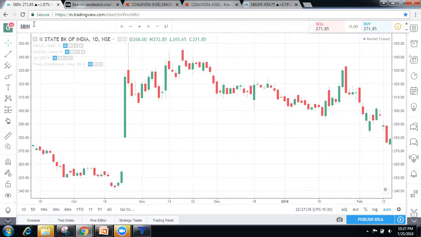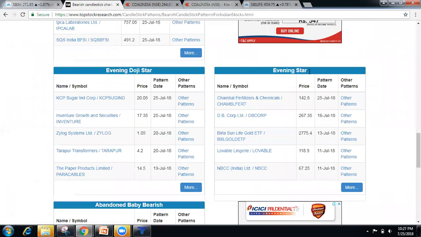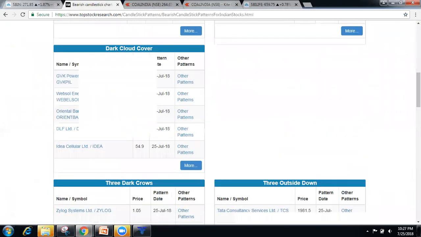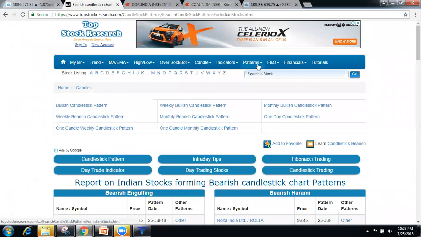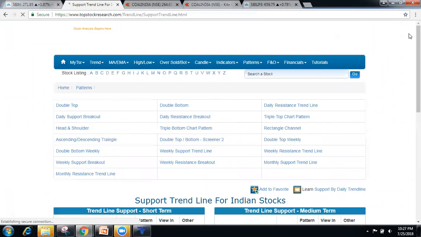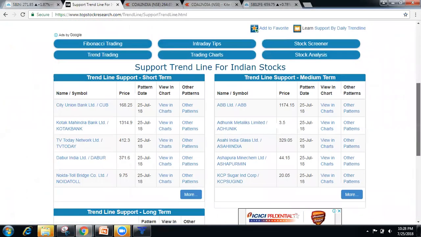EOD analysis is one of the best things you can use to think about where the market will go, where the stocks will go. Now the same thing, if you want, go here, top stock research, and do the EOD analysis. If you want to see which stocks are coming to support level: Union Bank, Kotak Bank, these are the stocks coming to support level. Now go there and find out the chart.